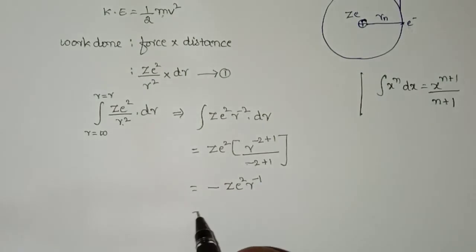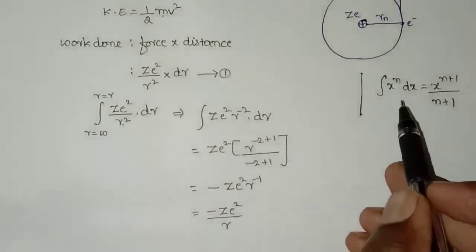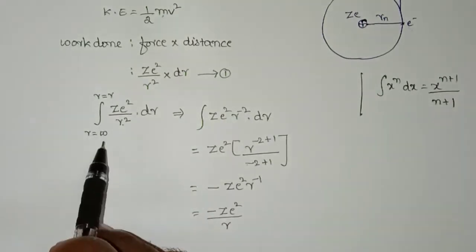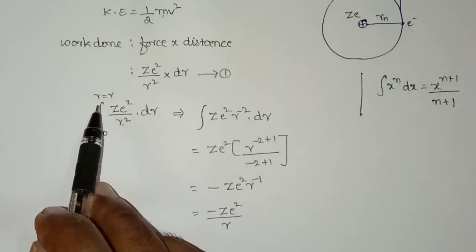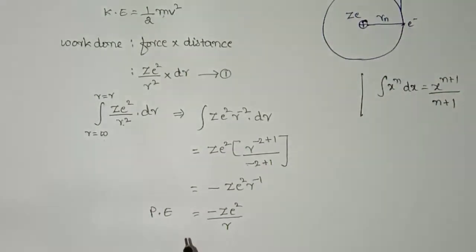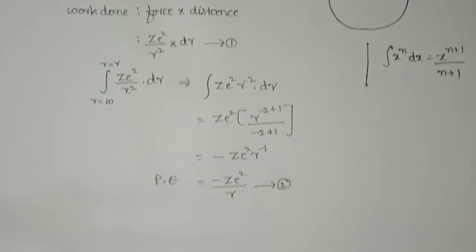Or else you can take the r to the power of minus 1 to the denominator, so it will become Ze square by r. Right. So here I have applied the limits directly, because if you apply the limit infinity, it will become 0. Then the upper limit will be r, that has been taken directly over here. So the actual potential energy value of the electron at a distance r is given as minus Ze square by r. Let me consider this as equation number 2.